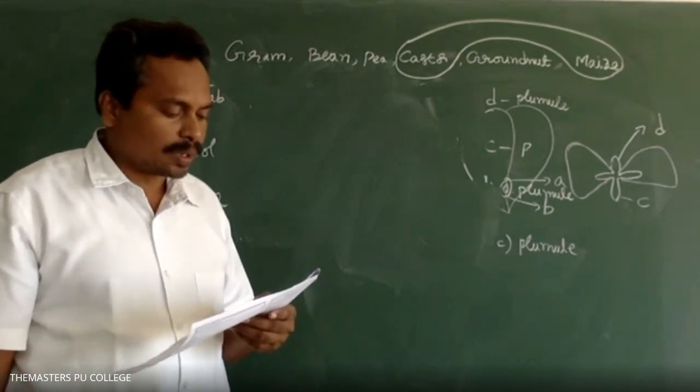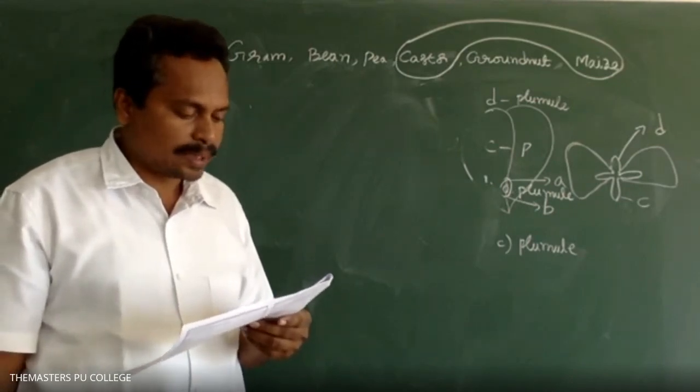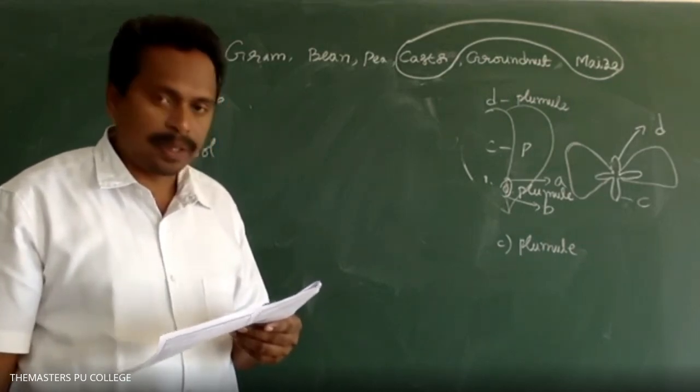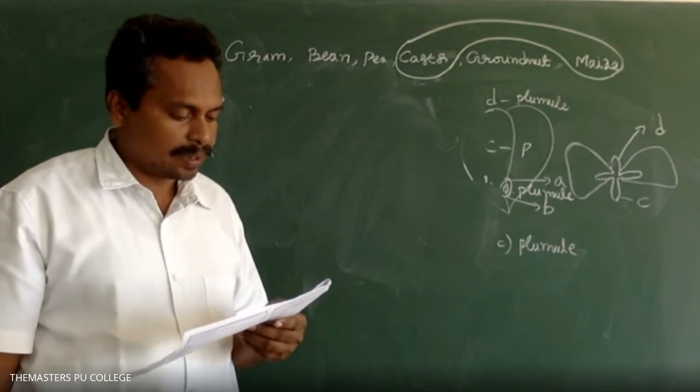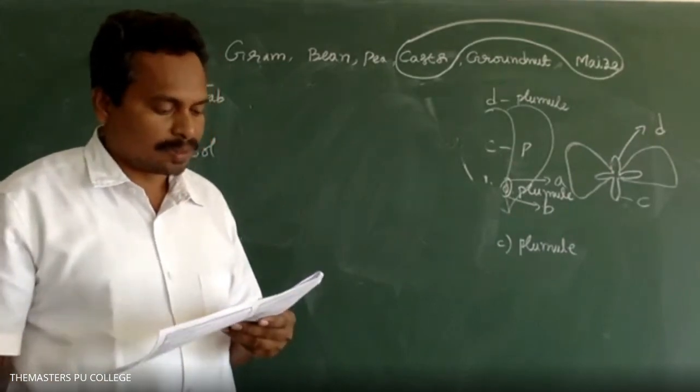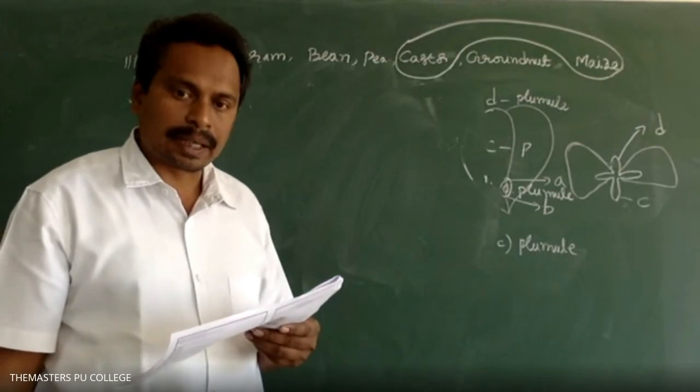Next, the two cotyledons are present in: option 1 is gram, option 2 is pea, option 3 is groundnut, option 4 is all of them. All of the above, sir. Yes, fourth option, all of these. Question 117. Fourth option is the correct answer.